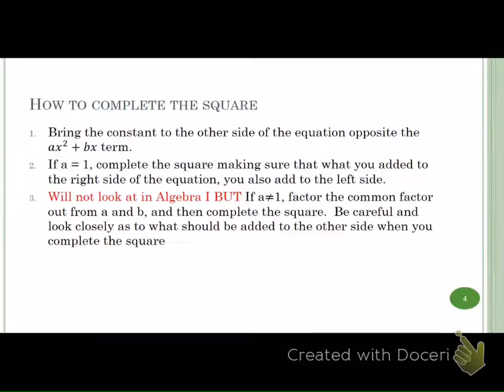All right, so here are our steps. You're going to complete the square. You're going to bring the constant to the other side of the equation opposite the ax squared plus bx term. That's your c term. You move the c term. We did this last week. Then, if a is 1, only if a is 1 in this class, you're going to complete the square, making sure that whatever you add to one side gets added to the other side of the equation. We're going to cross this part off. So go ahead and cross that off.